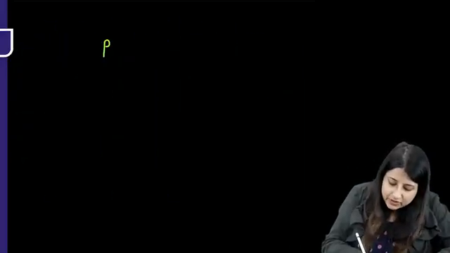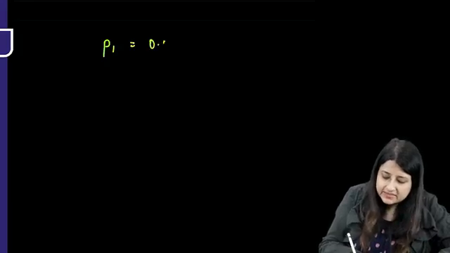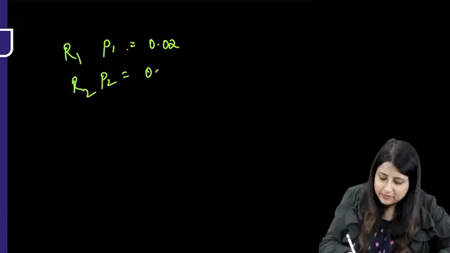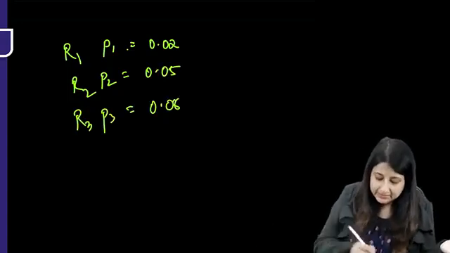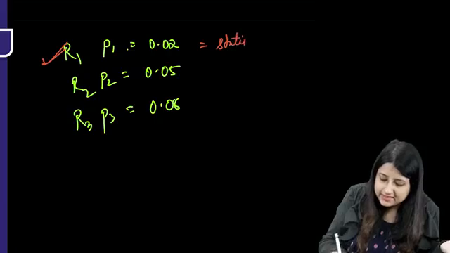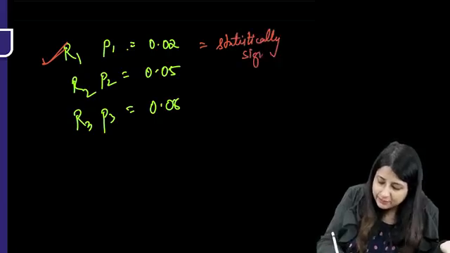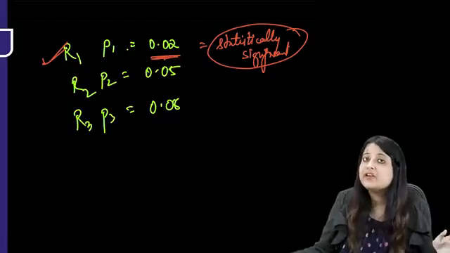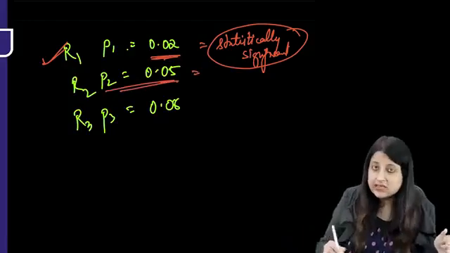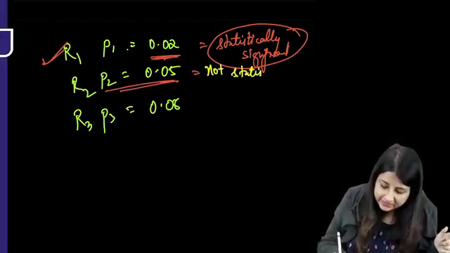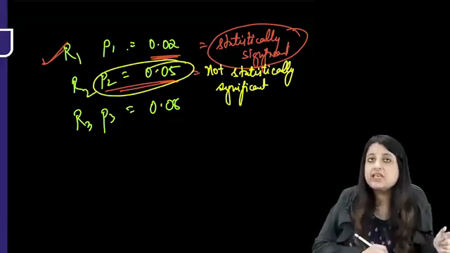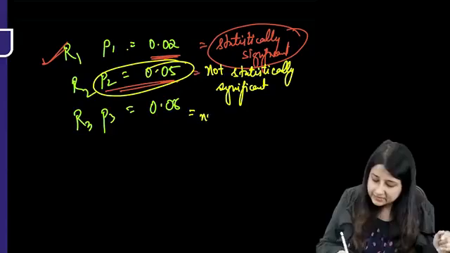In other words, suppose researcher 1 got a p-value of 0.02, researcher 2 got a p-value of 0.05, and researcher 3 got 0.08. Whose results are statistically significant? Remember, only this one. For exam purposes, remember, when I say statistically significant, it means that the new drug is better. It's favoring the alternate hypothesis. Even when it is equal to 0.05, it is not statistically significant. It has to be less.